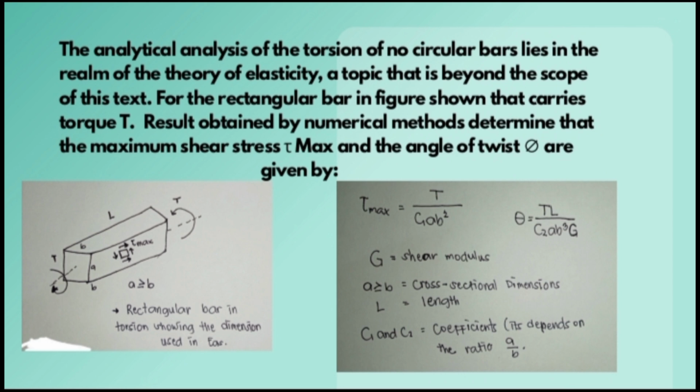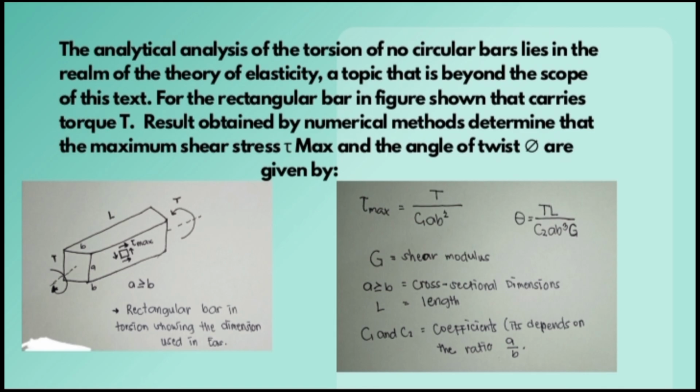So always remember that A is greater than or equal to B, or mas dapat dako permi ang A kaysa sa B. So this is a rectangular bar in torsion showing the dimensions used in the equations, and also the length is always given na siya daan to the torque.